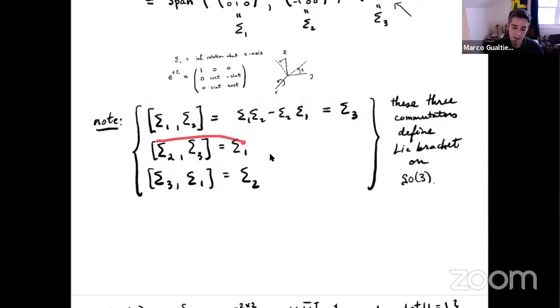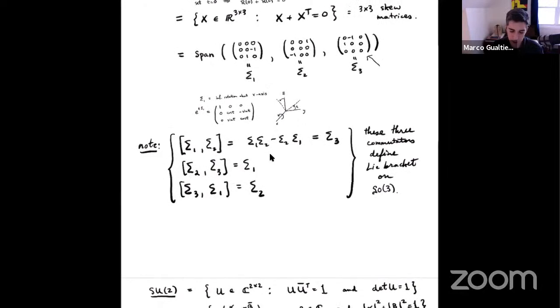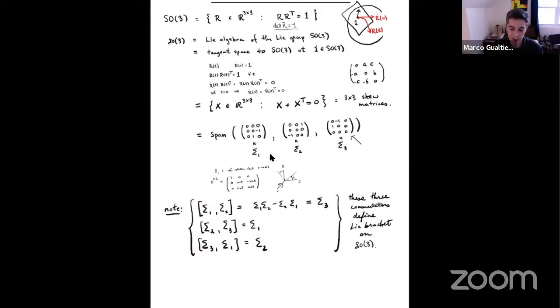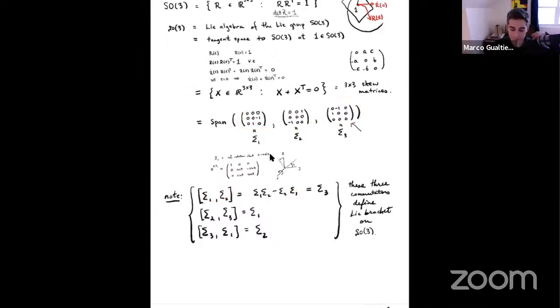And then there's a rotational symmetry where you could just rotate x, y, and z, and we get the same expressions. It's just with 1, 2, and 3 cyclically permuted. Okay, so this gives us a well-defined Lie bracket on the vector space generated by these three elements. It defines a Lie bracket on R3.